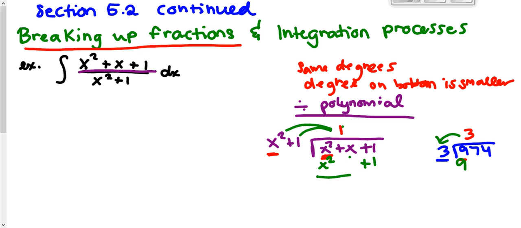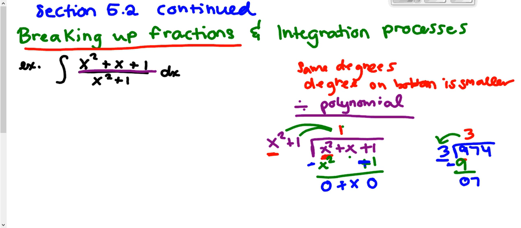So when I do that, I'm going to combine these. If I look at my regular long division process, I have to subtract. 9 minus 9 is 0, and I drop down the 7. So I have to subtract both of these terms. So x squared minus x squared is 0. 1 minus 1 is 0. And the last thing that I have to drop down is plus x.